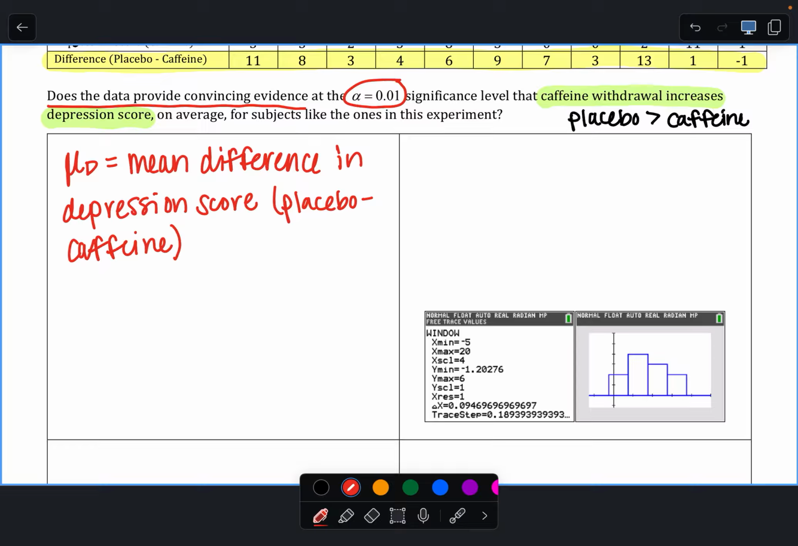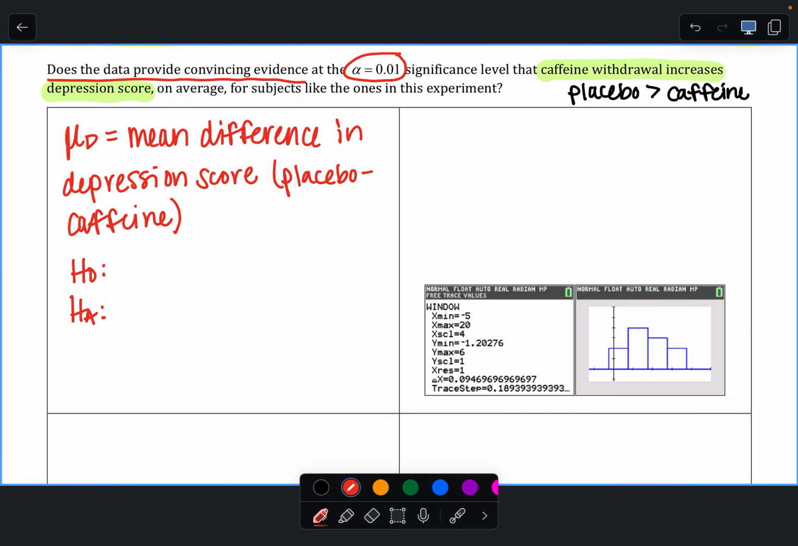Then I'm going to come in and write my null and my alternative. The null is that there is no difference between the two treatments. So if I want there to be no difference, mu of D would have to be equal to 0. And anytime you are doing a significance test for matched pairs, this is going to be your null, because this would say, when I subtracted these two numbers, I got 0 because they are the same two numbers. There's no difference between whether they had the placebo or whether they had the caffeine.